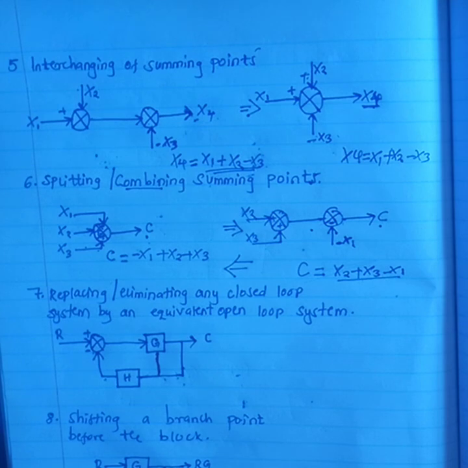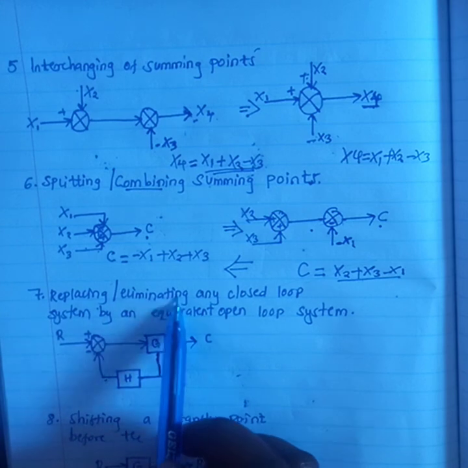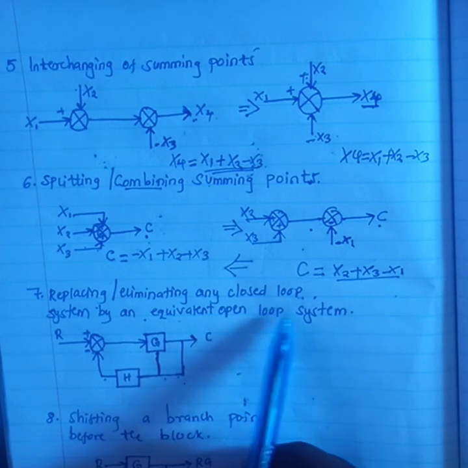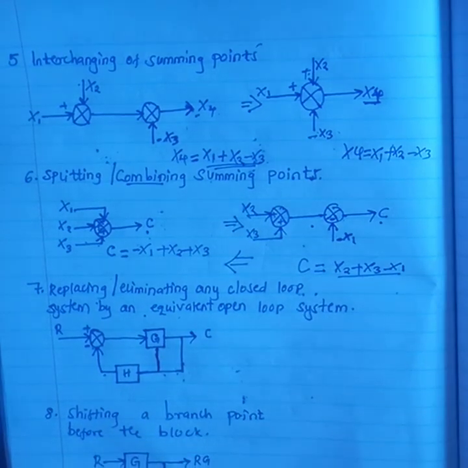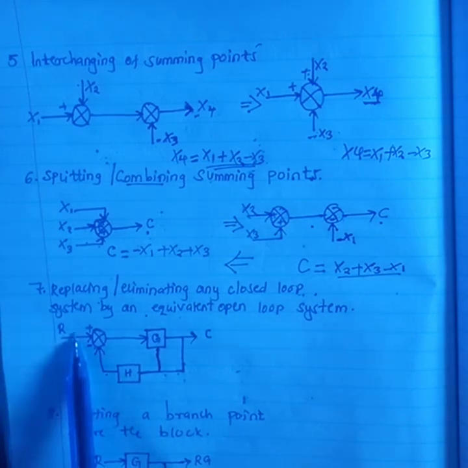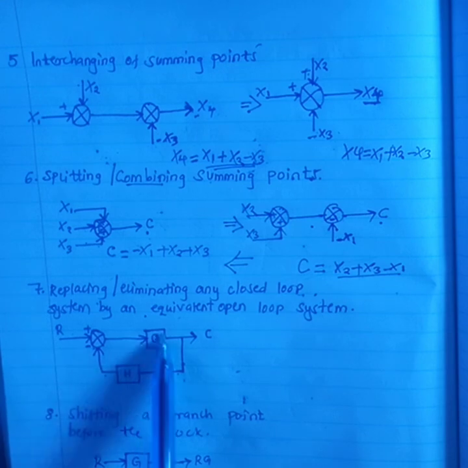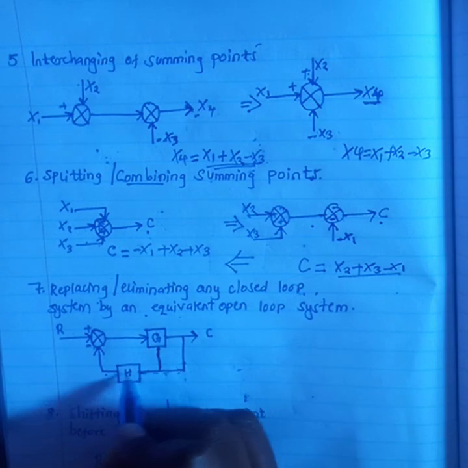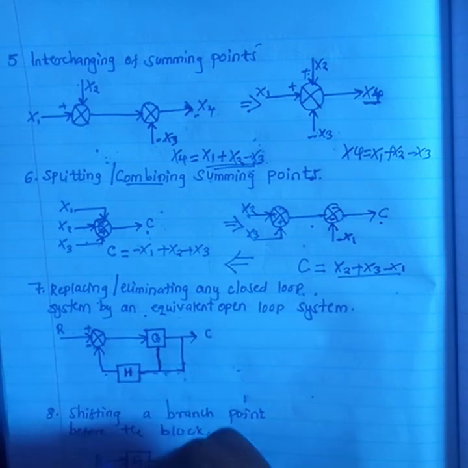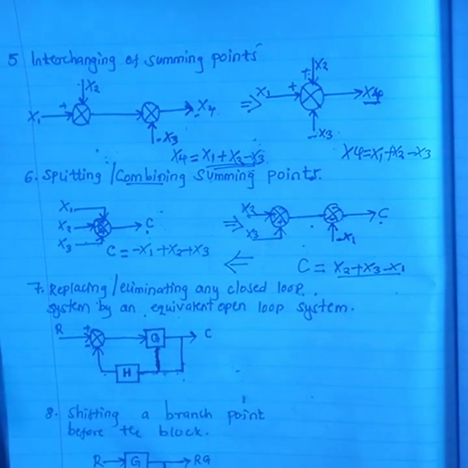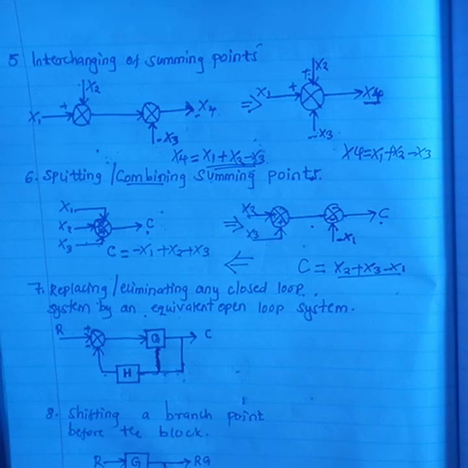That's what we have. Then let us look at rule number 7. Replacing or eliminating any closed loop system by an equivalent open loop system. So I'm given this kind of a block diagram. It has input R, just a summing point. It has only one block in the forward path. I have the output. Then I have the feedback element, which is block H, then something like this. So kindly ignore this line, it was not there. It was just a mistake. So we have something like that.